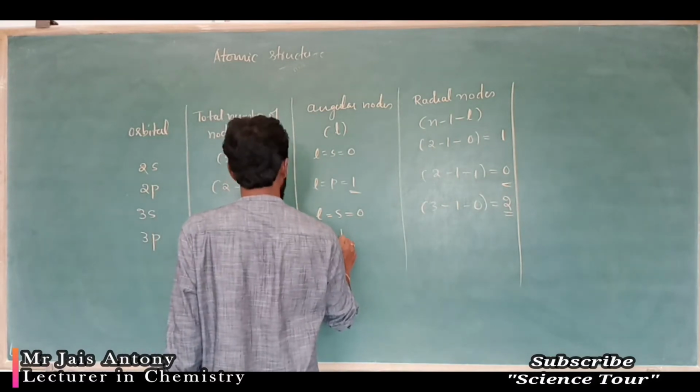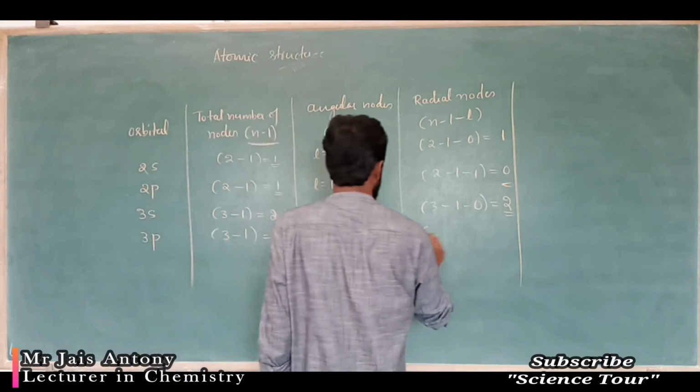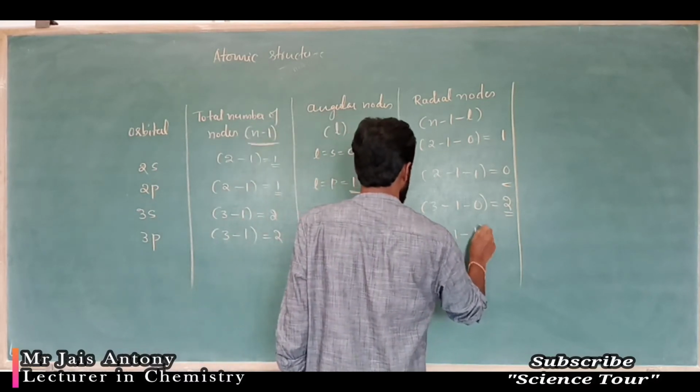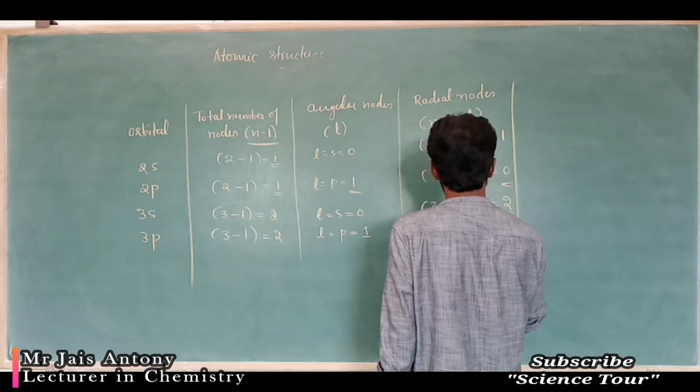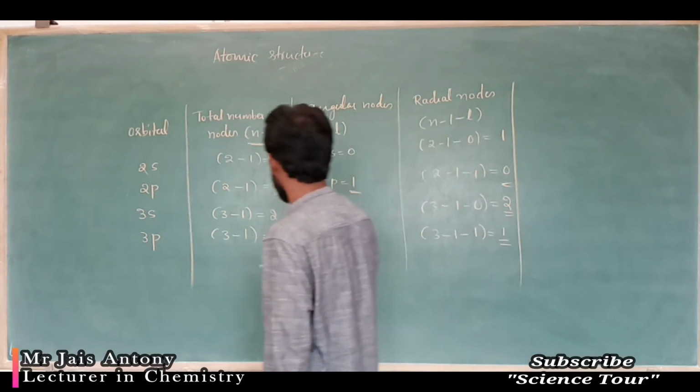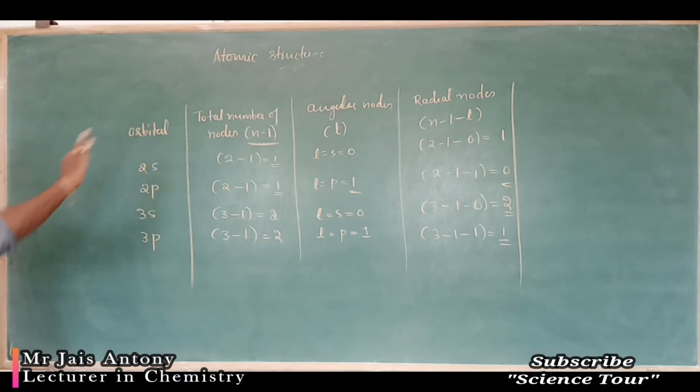The L value for p is 1, so an angular node is present. We substitute 3 minus 1 minus 1, which is 2 minus 1, so there is 1 radial node and 1 angular node in 3p. Note down, my dear students, that both a radial node and an angular node are present in 3p. Understood? In 3s only a radial node is present; there is no angular node in s.